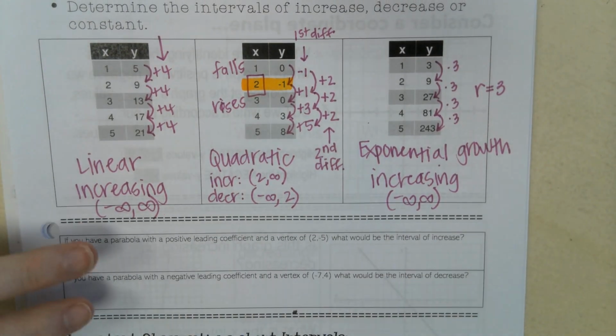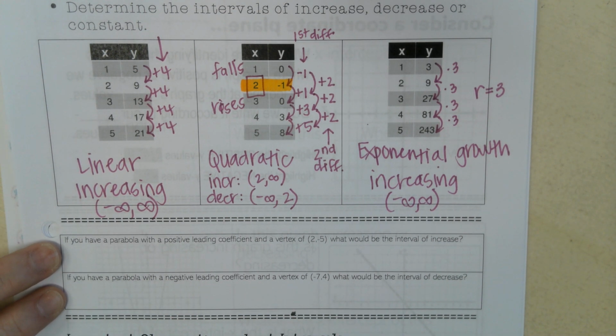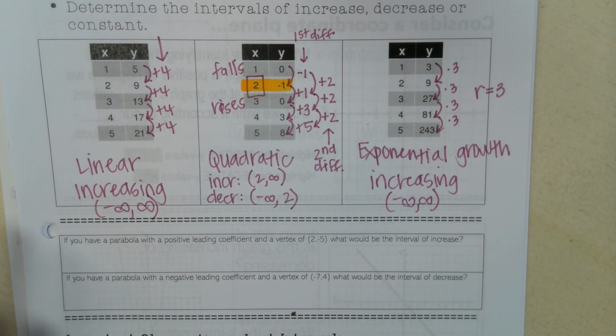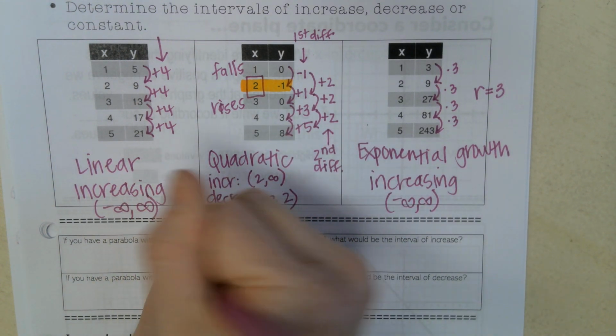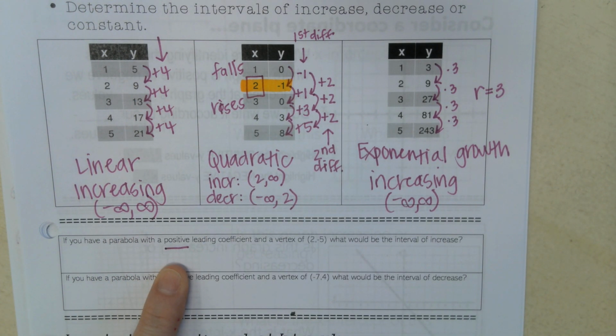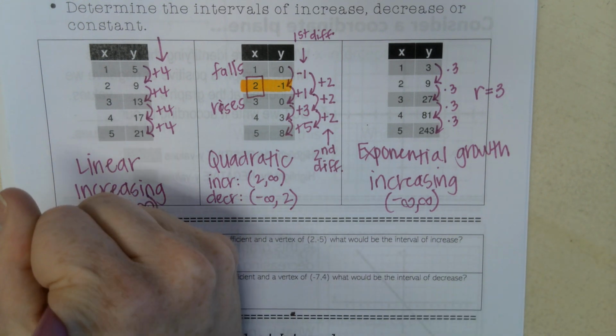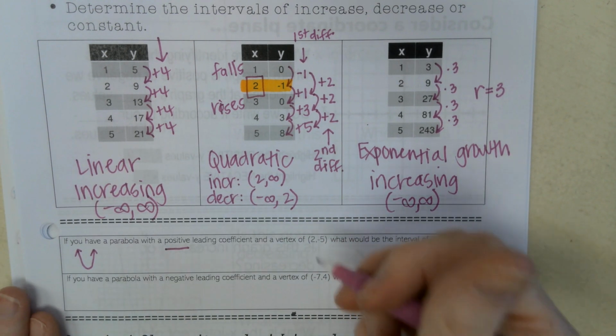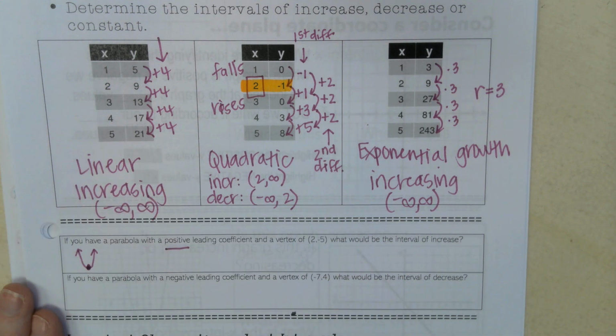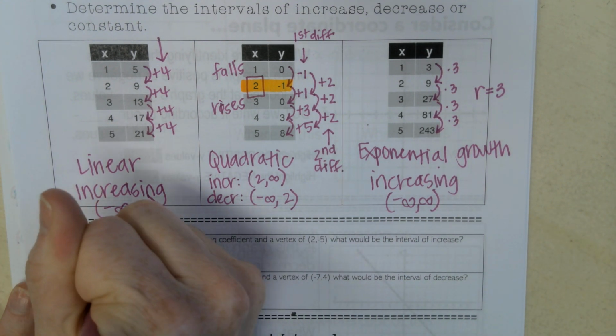Okay, I love these 2 questions right here. These are milestone type questions. If you have a parabola, which is a what type of function? Quadratic, okay? Which is my U-shaped graph. If I have a quadratic with a positive leading coefficient, what does that mean about how my graph opens? It opens up. So it's going to look like this. And it tells me that I have a vertex at the ordered pair 2, -5.